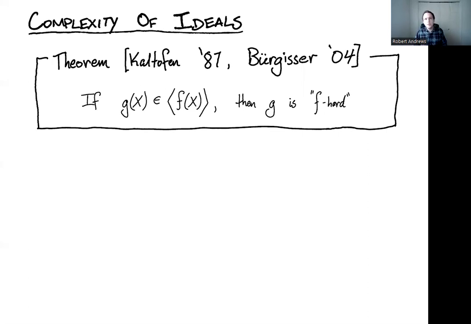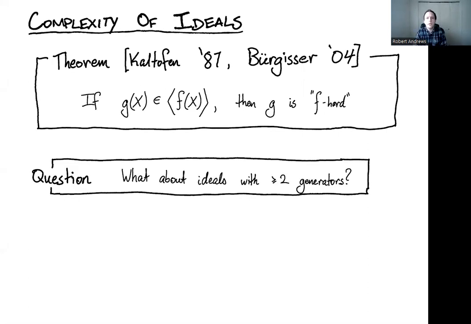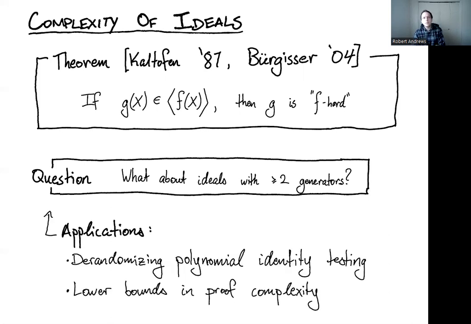Now, of course, the question is, well, what can we say about ideals with more than one generator? And aside from just being a nice question to ask, this has applications to things like de-randomizing polynomial identity testing and proving lower bounds in proof complexity. And really, these aren't so much applications as they are equivalences. So we understand these ideals on multiple generators. We understand them in some instances by running these equivalences in reverse.